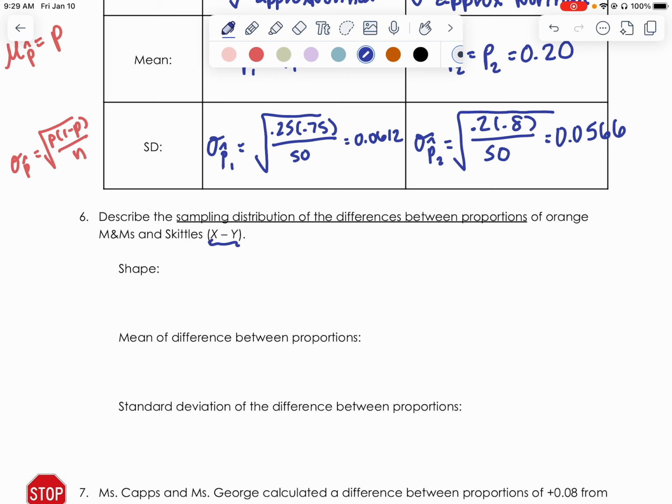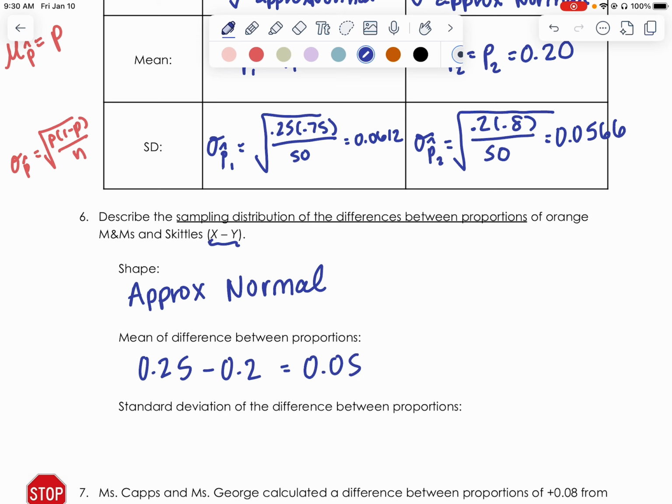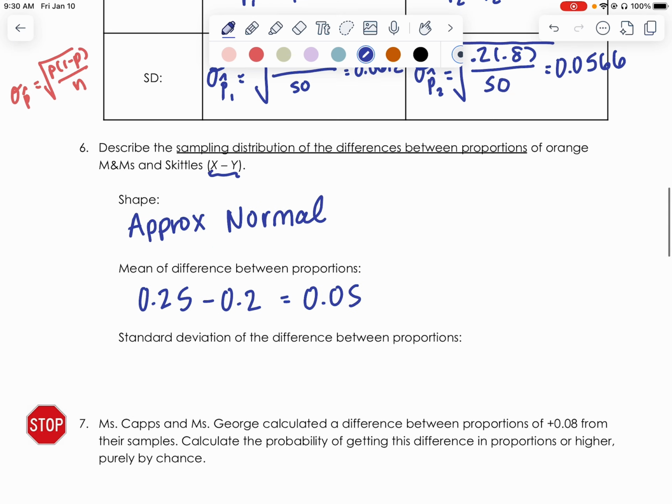All right, so if you've come back from checking your keepers, you would know that the shape should stay approximately normal. Because both of them are individually normal, we can say that together they will also be approximately normal. The mean of the difference is just going to be the difference of the original means. We can actually just go ahead and subtract them.